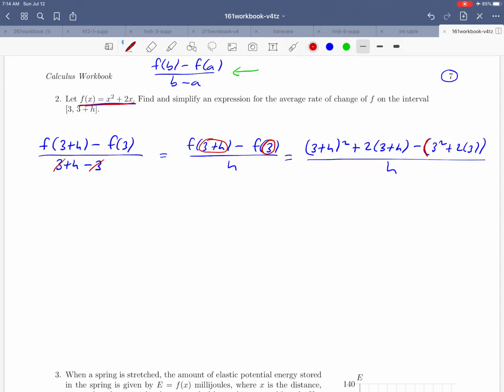Just a word about parentheses here. Don't forget, we need that set of parentheses. We're subtracting the entire quantity f of 3. Now it's up to us to simplify that as best as we can.